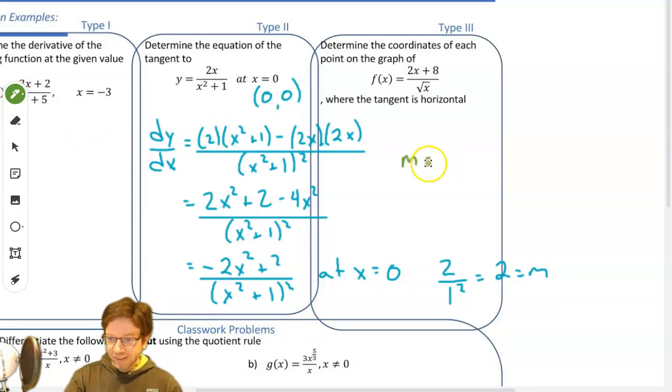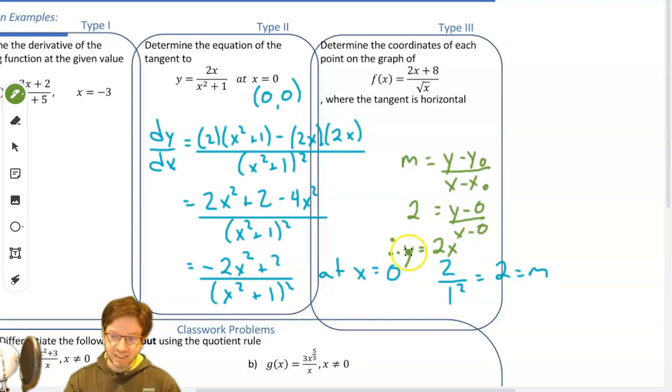By using the equation of a slope, m equals y minus y naught over x minus x naught, where m is 2, and our coordinate is 0, 0. So y minus 0 over x minus 0. Rearranging that, you just get y equals 2x. So there's the equation of our tangent, y equals 2x.